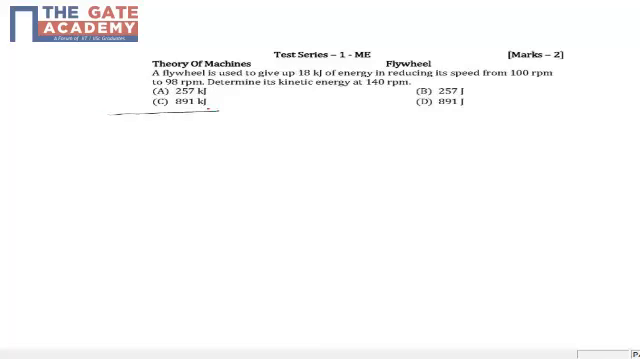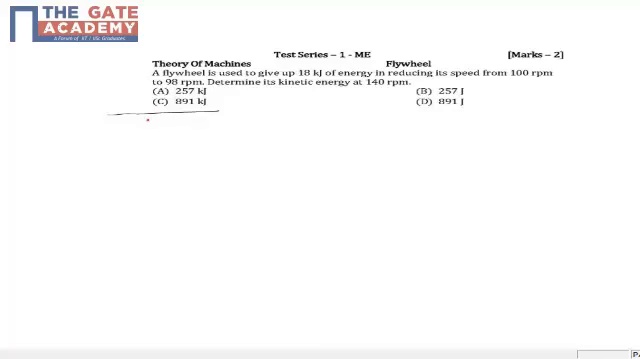Let's discuss a question from theory of machine. A flywheel is used to give up 18 kilojoules of energy in reducing its speed from 100 rpm to 98 rpm. Determine its kinetic energy at 140 rpm.